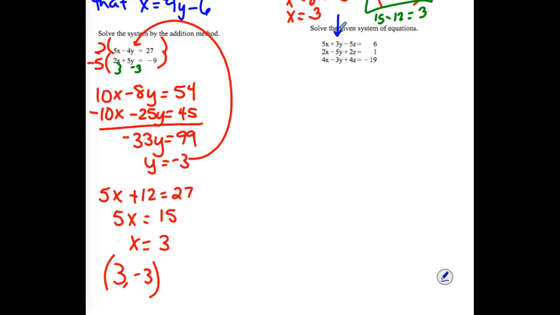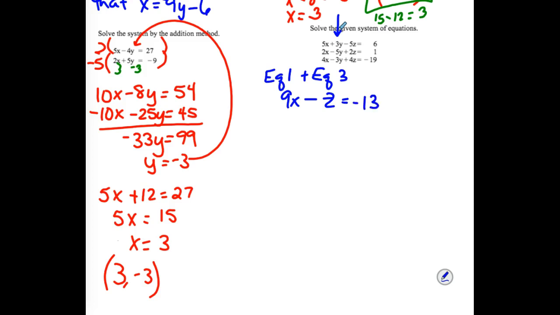Okay? So I'm indicating which variable I want to eliminate. And then you're going to tell me how you're connecting the equations, how you're combining them. I want to use equation 1 and add it to equation 3. Okay? If I add those 2 equations together, I end up with 9x's, the y's drop out, I end up with a negative z, and adding my constants, I get a negative 13.